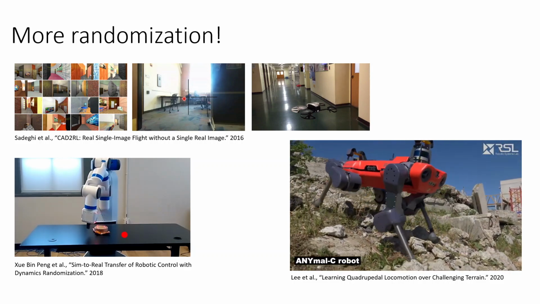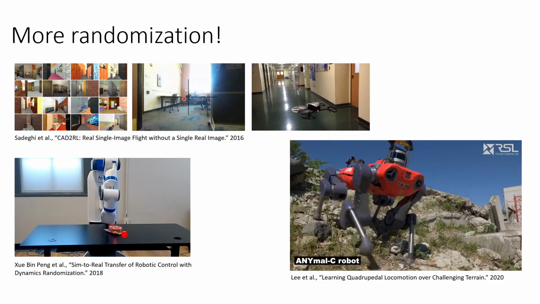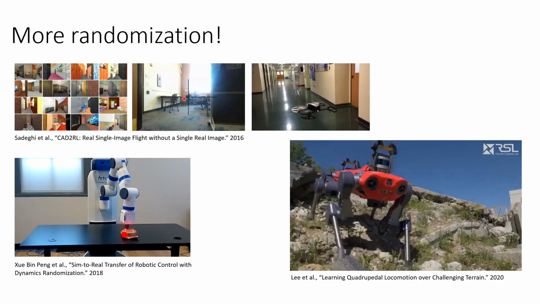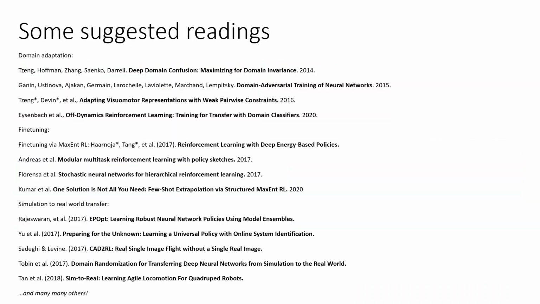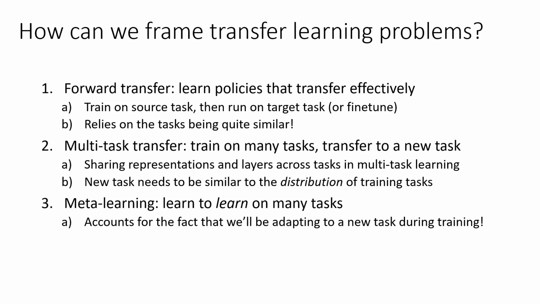Now, the idea is not exclusive to robotics. You could imagine randomizing simulators for all sorts of other domains, but robotics especially seems to be one where this has really taken off. So if you want to read more about the techniques that I covered, here are some references for domain adaptation, fine-tuning, and randomization.